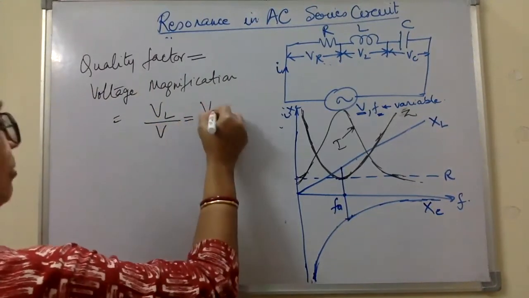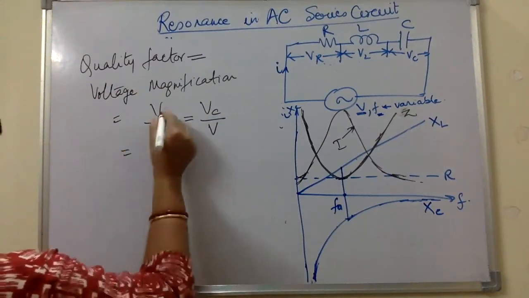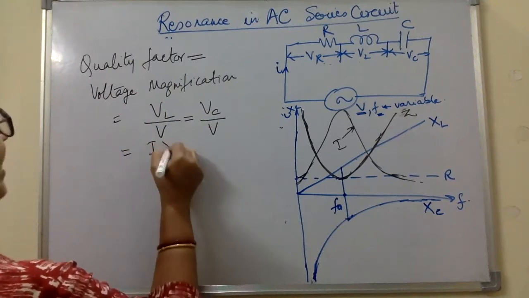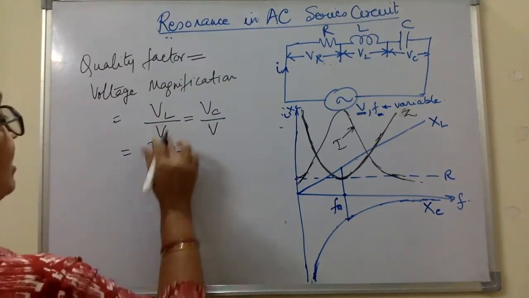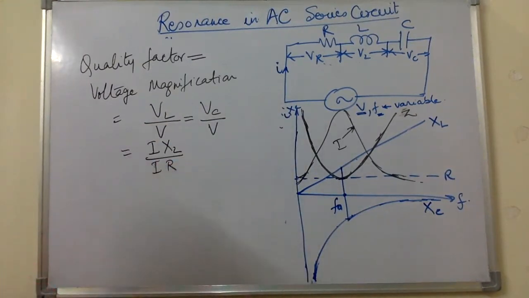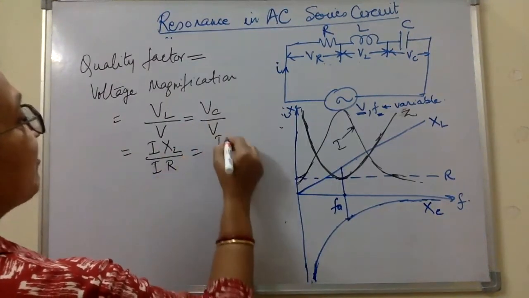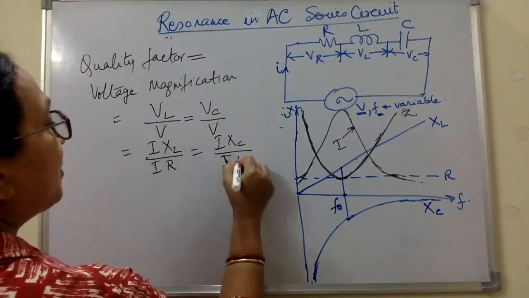Or the voltage across the capacitor divided by the supply voltage. What is the voltage across the inductor? That is equal to I into XL. Voltage across the capacitor, supply voltage can be given as I into R. Therefore, the VC can be given as I into XC divided by I into R.